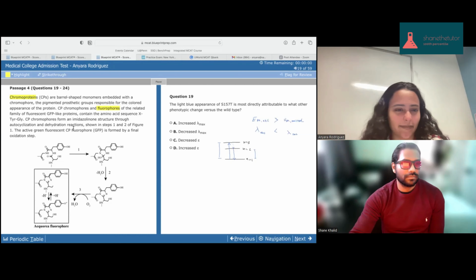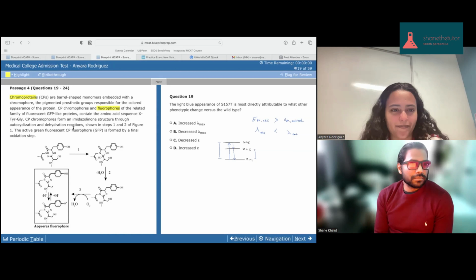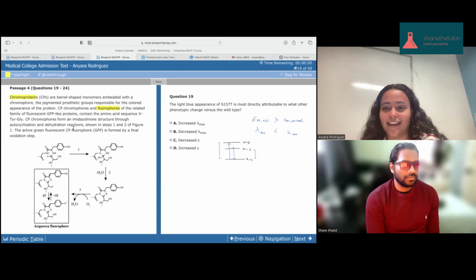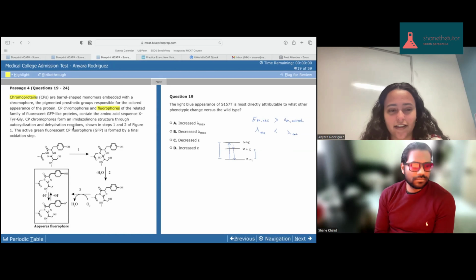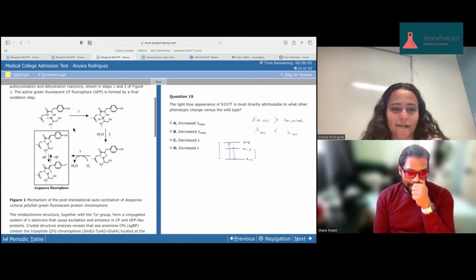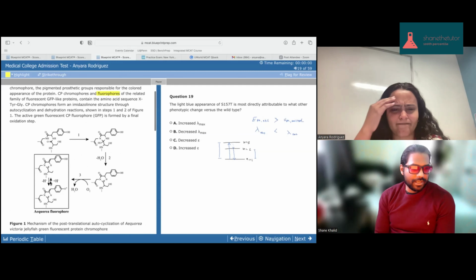Okay, so they contain that amino acid sequence. CP chromophores form an imidazolinone structure through autocyclization and dehydration reactions shown in steps 1 and 2 of figure 1. The active green fluorescent CP fluorophore, GFP, is formed by a final oxidation step. So they're describing here.